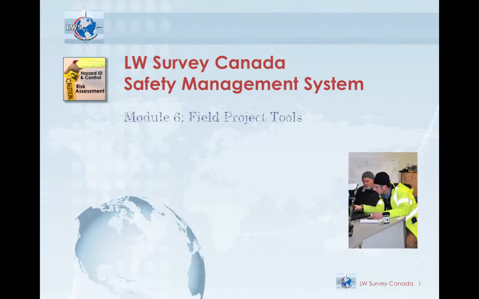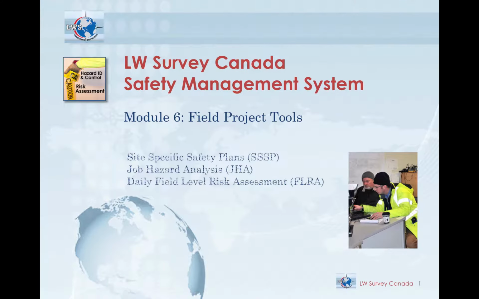The previous module, Hazard Identification and Controls, gave you an overview of the hazard and risk assessment tools we use in LW Survey worldwide. We have three main planning and communication tools in our systematic approach to hazard identification and control: the Site-Specific Safety Plan, the Job Hazard Analysis, and the Daily Field Level Risk Assessment. In this training module, we'll explain how to develop and use these tools.